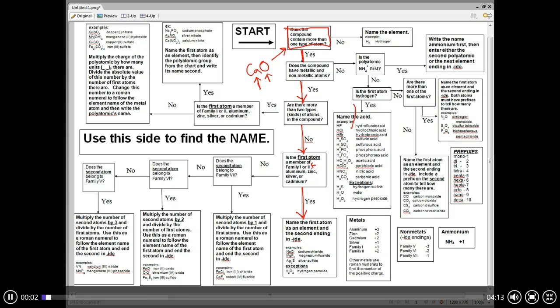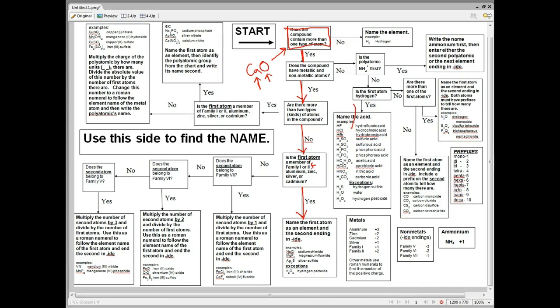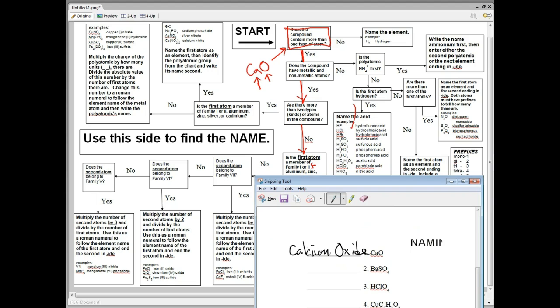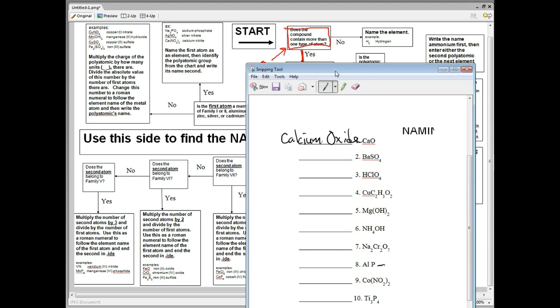This turned into quite the ordeal. This is the third time I've tried to record this. The calcium oxide one hopefully worked well. Let's go ahead and look at the second question.